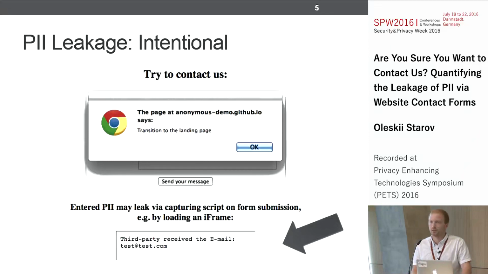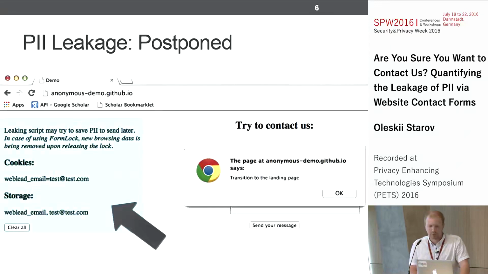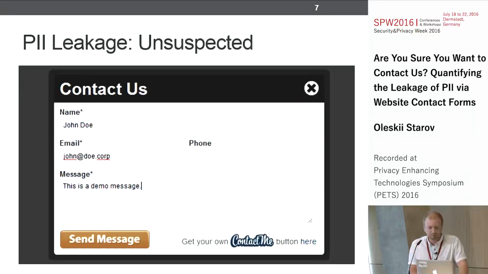Of course, PII leakage can also be intentional, if you have scripts that explicitly try to get information that the user enters in a web form. Such intentional scripts can also be very smart. They can postpone the transmission of captured data, obfuscate the data, and use other stealthy techniques just to make their detection very hard. Finally, PII leakage can be unsuspected by a casual user.